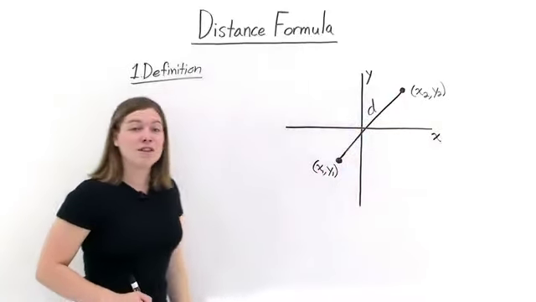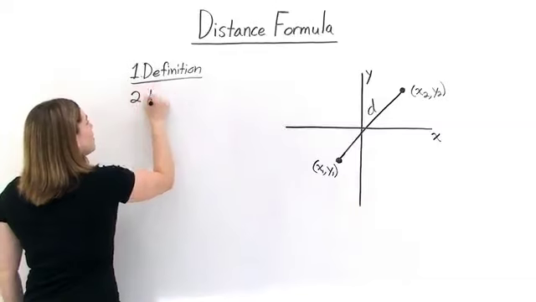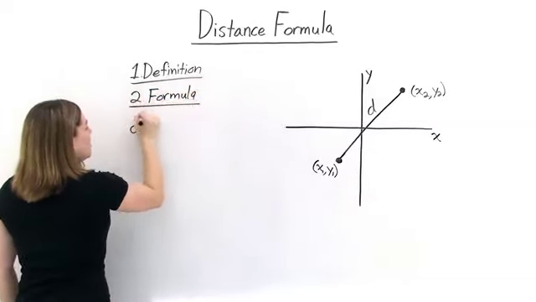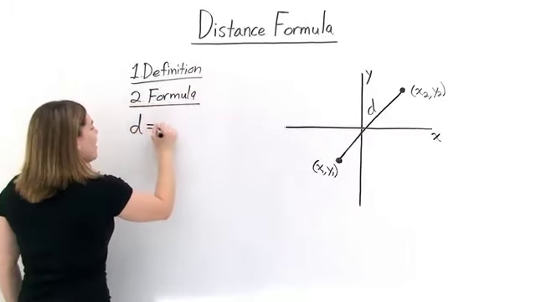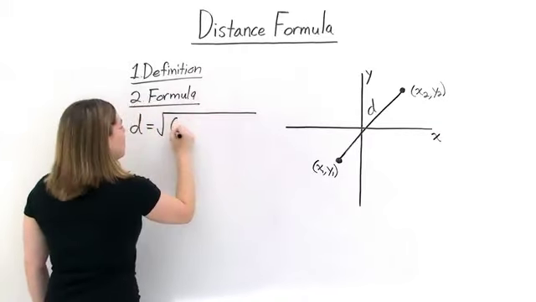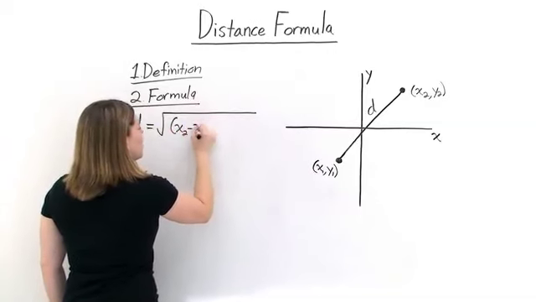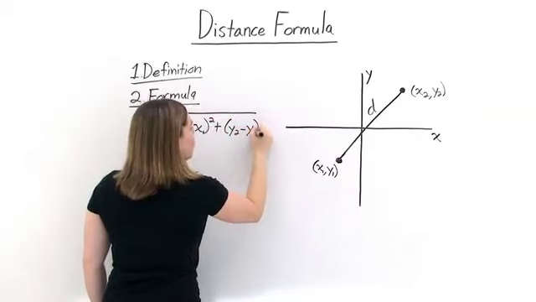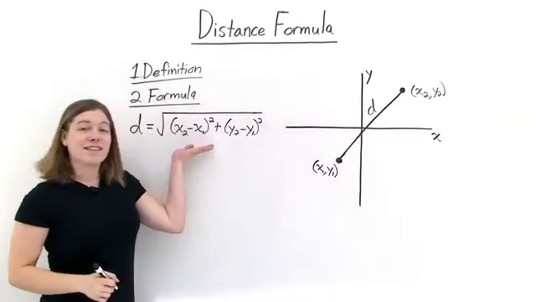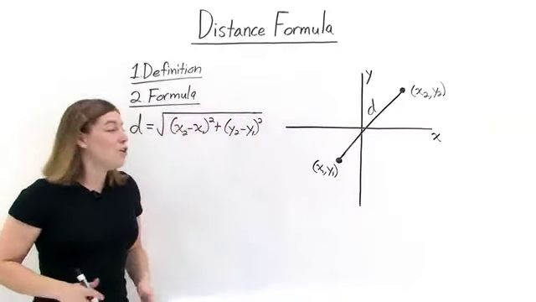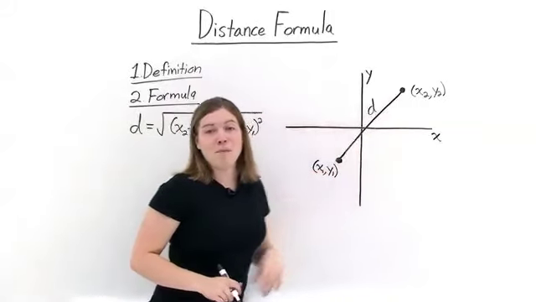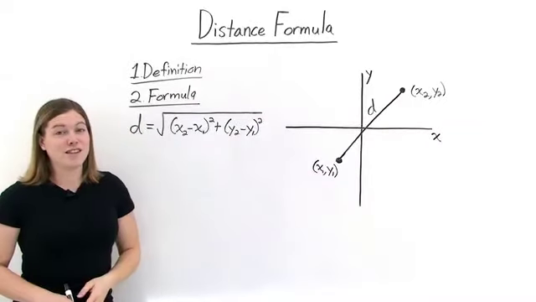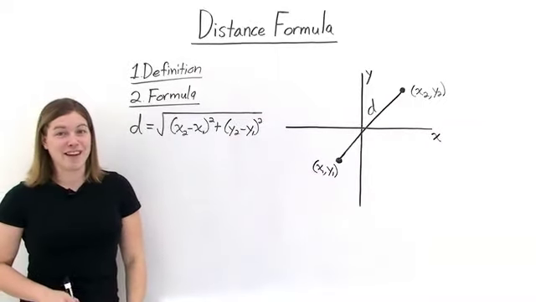To do that, we use the distance formula. Here is the distance formula. We have d, which stands for distance, is equal to the square root of x sub 2 minus x sub 1 squared plus y sub 2 minus y sub 1 squared. This is the distance formula. We can use these coordinates of the 2 endpoints and plug them into the right-hand side of our formula to solve for the distance and find the length of that line segment.